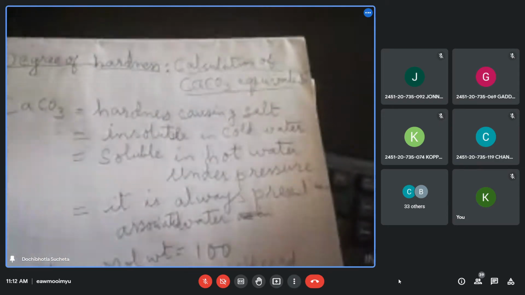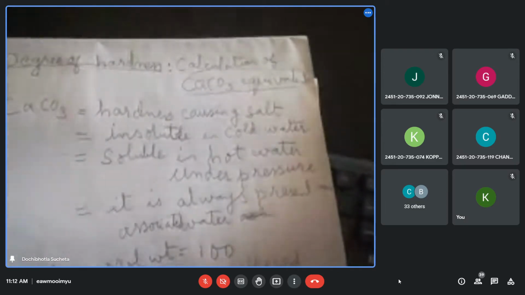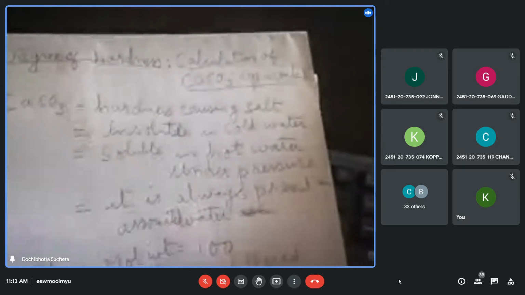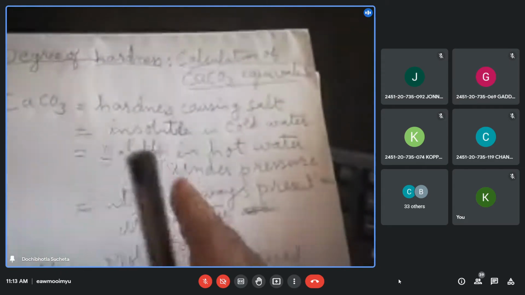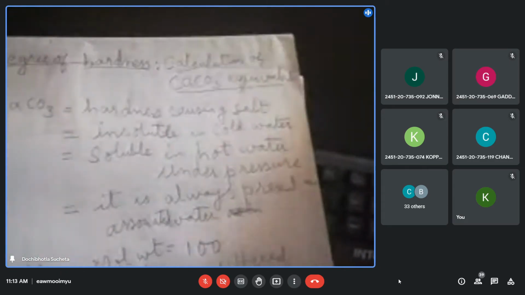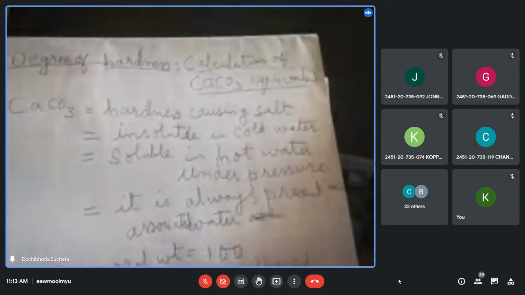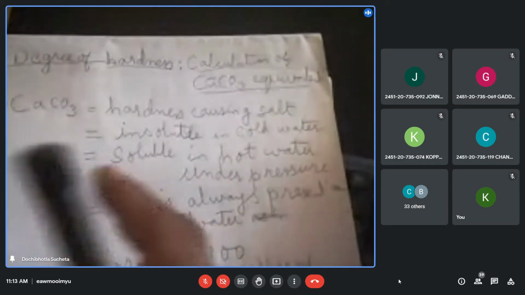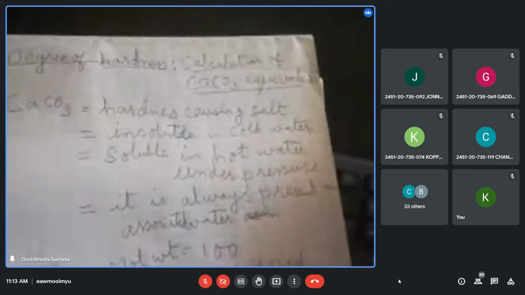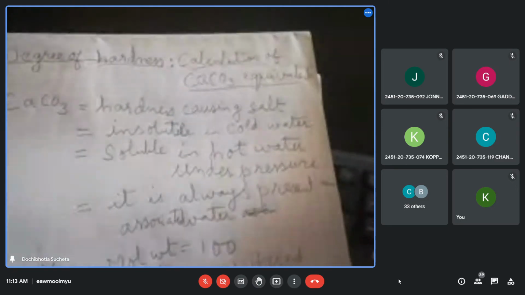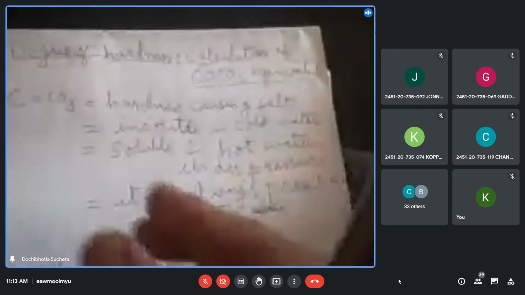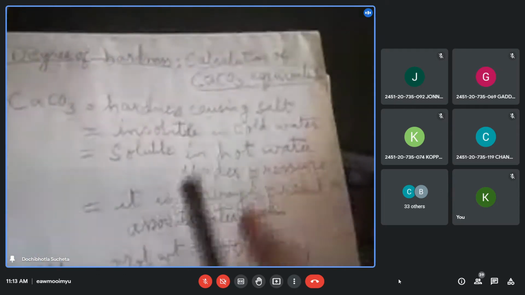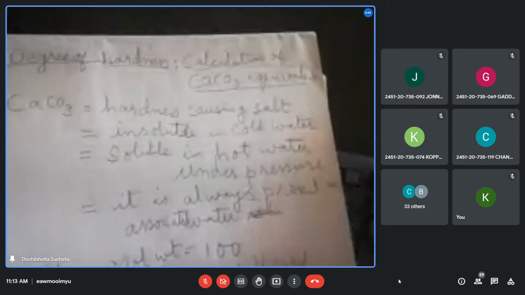Then they got one idea. We always recollect that calcium carbonate is always present associated with water, and it always imparts hardness to water. So why not just use calcium carbonate as the salt for the measurement?